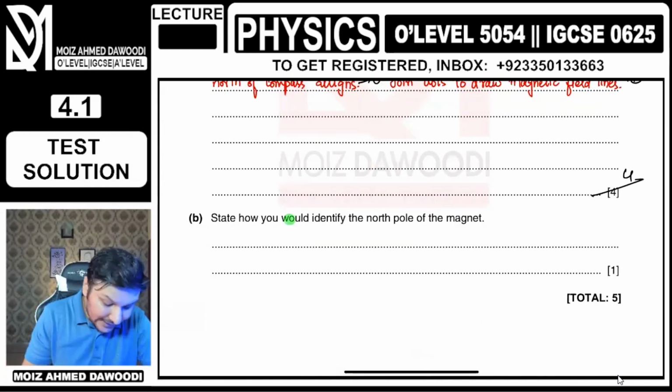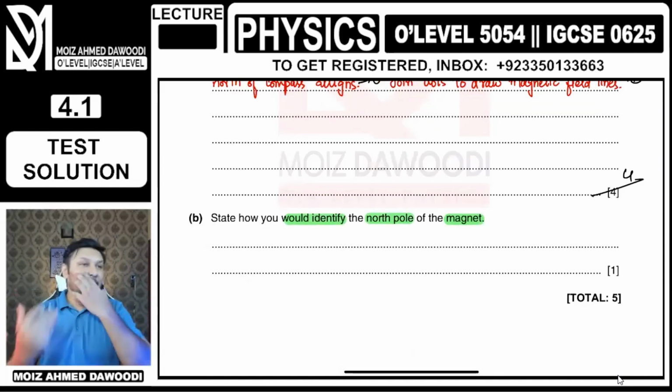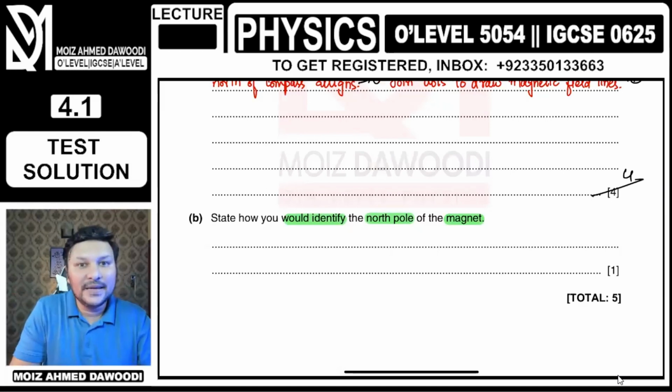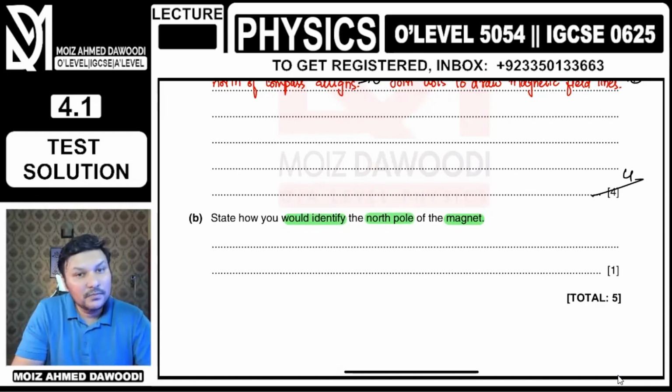How would you identify the north pole of a magnet? I'm not sure why the students are making this mistake again and again. I have already given this type of question in homework as well, and in the test, and still some of the students are using the concept of attraction. But attraction also happens in iron, which does not have a fixed position of the pole.